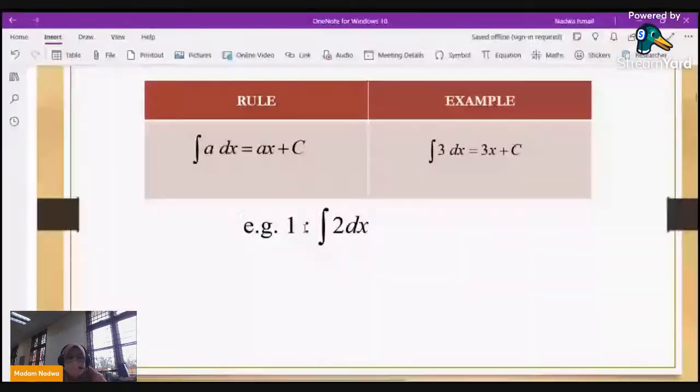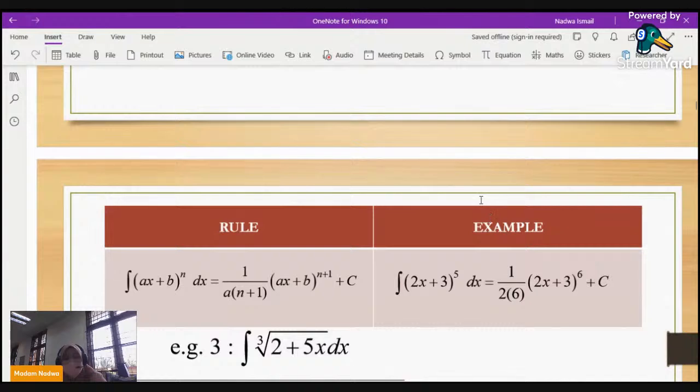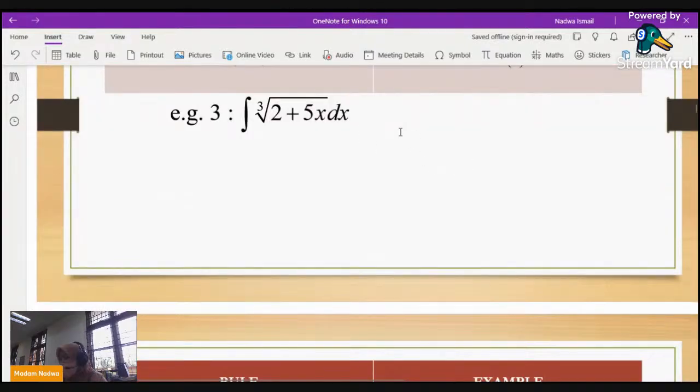Okay, hopefully you can see my screen here. So this is your notes. Your notes are blank at the example 1 section. So integrate 2, what do you get? You should get 2x. Okay, integrate x plus x squared, what do you get? You should get x squared over 2 plus x cubed over 3 plus c. So you should write down the answer here. Alright.